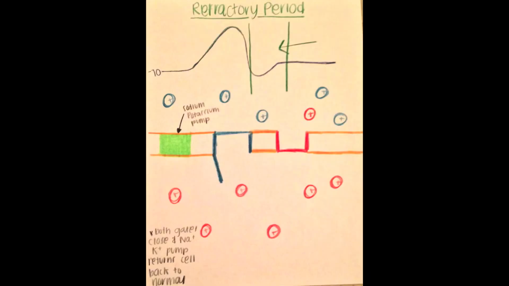The last part of action potential is the refractory period. At this point, both the sodium and the potassium gates close. Then the sodium-potassium pump activates using energy, otherwise referred to as ATP, to pump 3 sodium out of the cell and 2 potassium back into the cell, until the cell returns to its resting state, where it will remain until another stimulus occurs, and at that point, another action potential will occur.